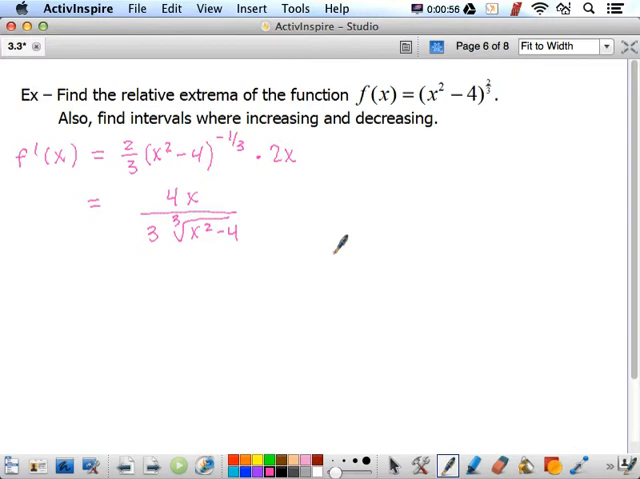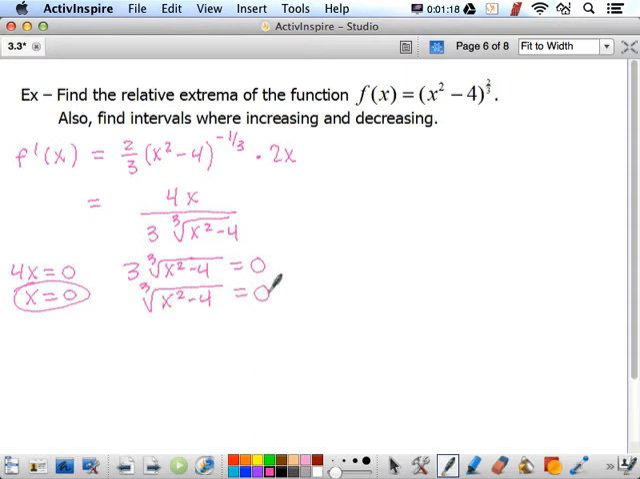So now we just need to set the top and bottom equal to 0 and locate our critical numbers. 4x equals 0. So one critical number is going to be 0. And for the bottom, we have 3 cube roots of x squared minus 4. Set that equal to 0. The cube root of x squared minus 4 equals 0. Cube both sides. x squared minus 4 equals 0. So x is plus or minus what? Alright, so we have 3 critical numbers.